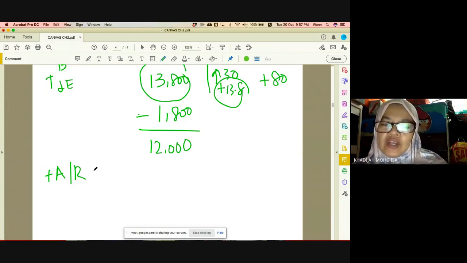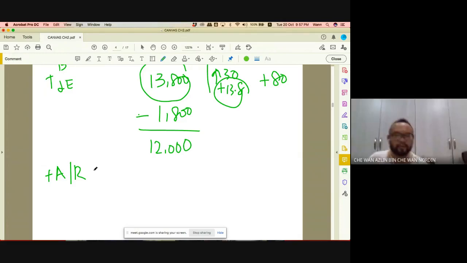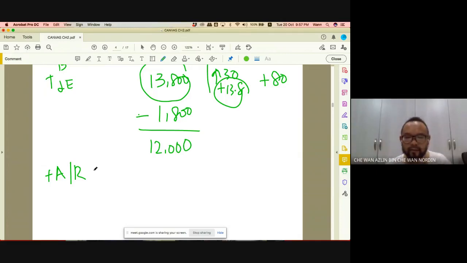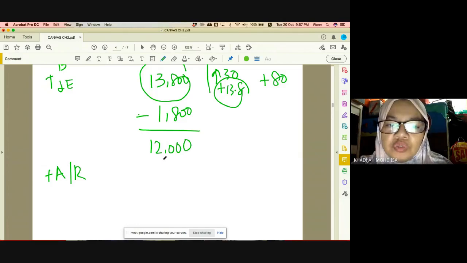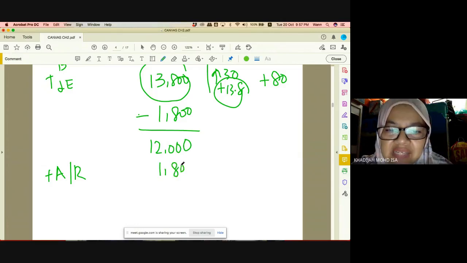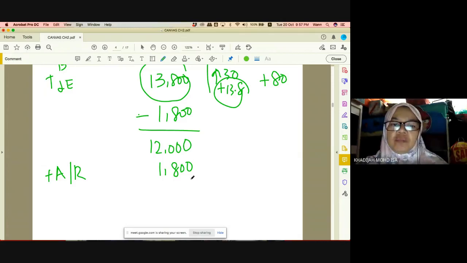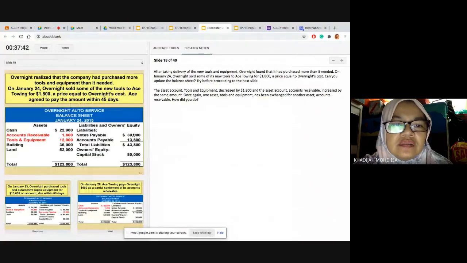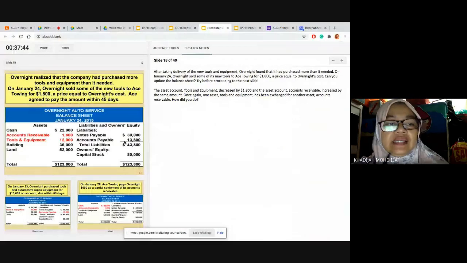Because after 45 days you're going to receive the payment, cash money, after 45 days. So you're going to receive the money, that's why it's called receivable. So here there is an additional accounts receivable of 1,800. Any changes in liability and owner's equity? No change. Why? Because here we sell. So when we sell, we create accounts receivable. So is it clear?